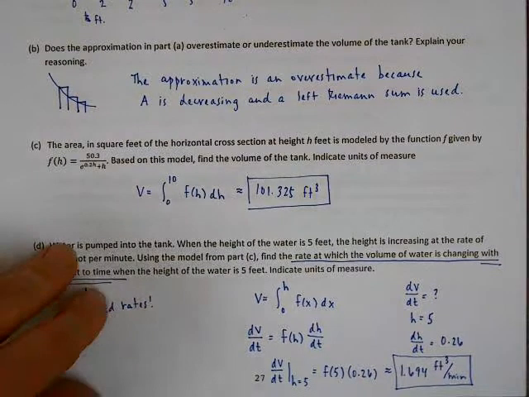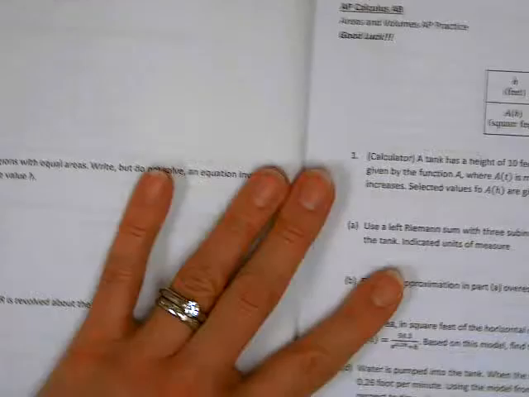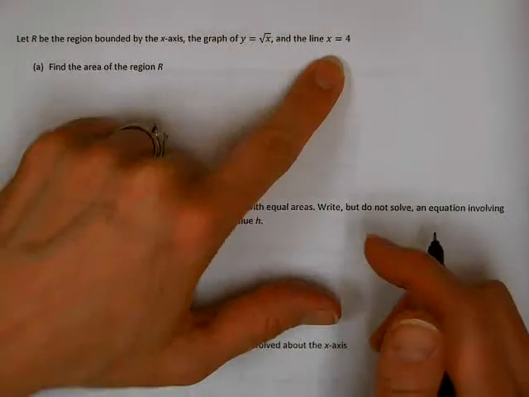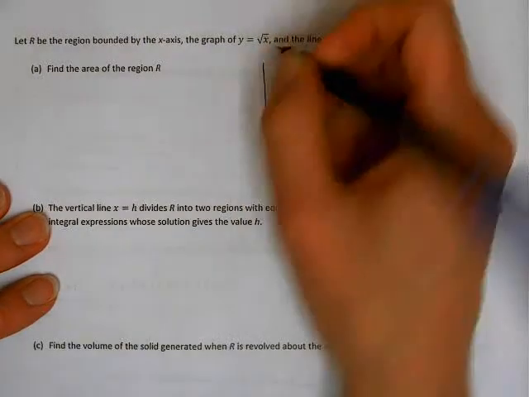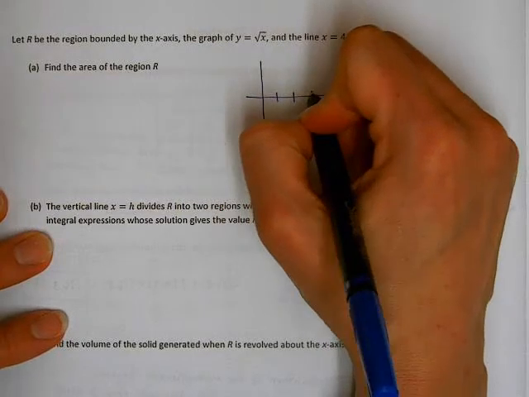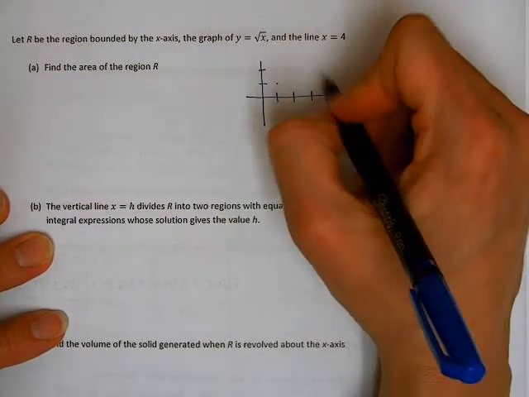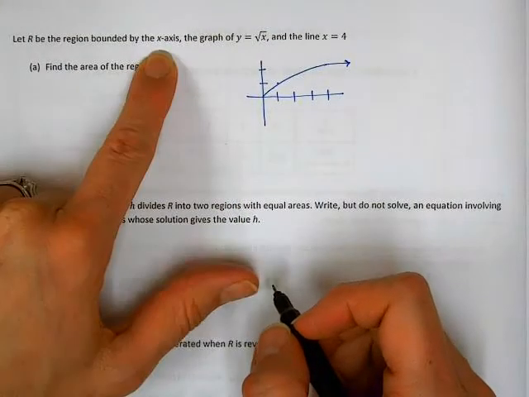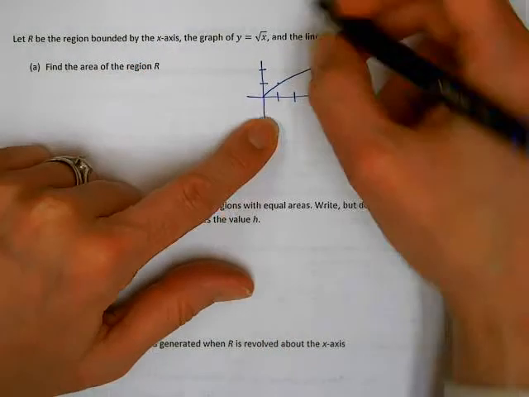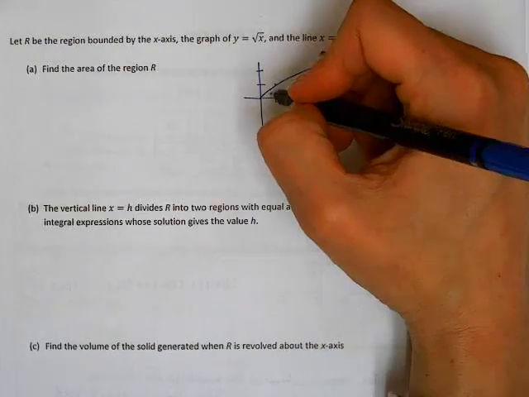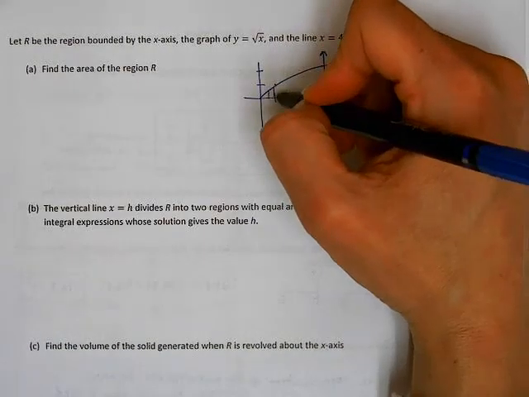All right, let's look at the next page. All right, so now it says let R be the region bounded by the x-axis, the graph of y equals the square root of x, and the line x equals 4. So first thing we're going to do is sketch a graph. And I believe this would be no calculator. Probably really good at sketching square root of x by now. Looks like that. So I'm bounded by the x-axis, so down here, the function, and then x equals 4. So I'm trying to find the area of this region here.